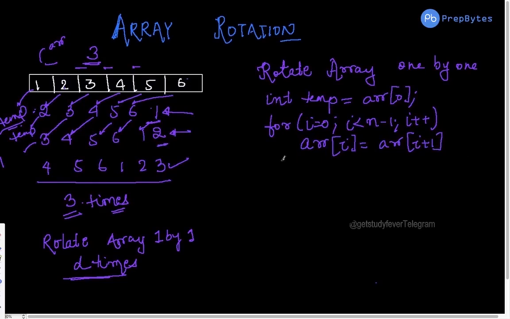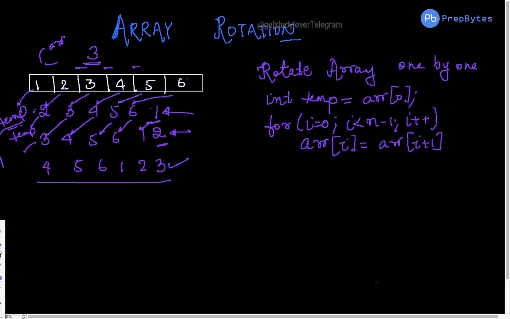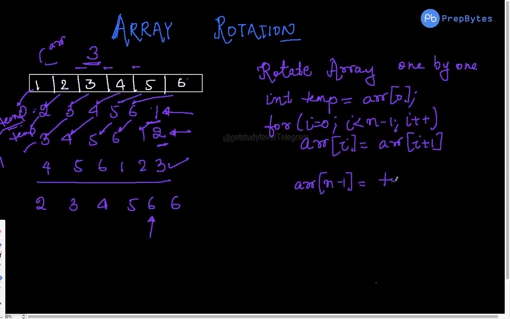So after this particular loop is complete, our array will look something like this: 2, 3, 4, 5, 6 and 6. Since this loop is running only till n minus 1, we will have values shifted till here, and after this has happened, we will update arr of n minus 1 to temp. So after this operation, what will happen? This 6 will become 1.